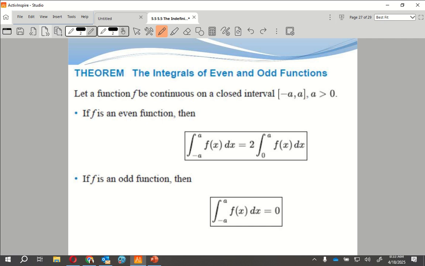Continuous, they're there, and if it's an even function, then we get 2 times because they're symmetrical. If it's an odd function, we should get 0.